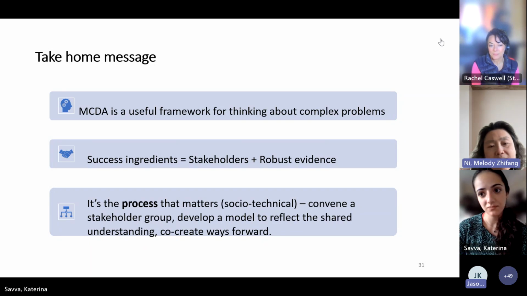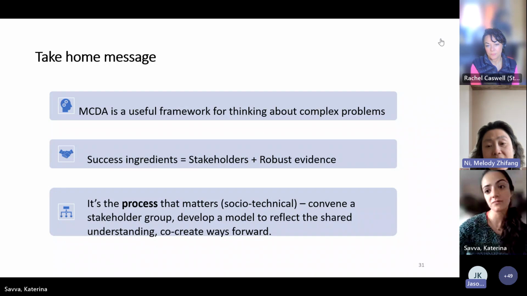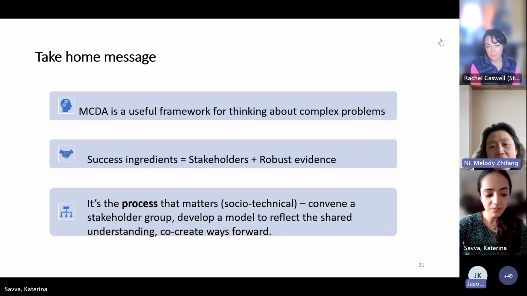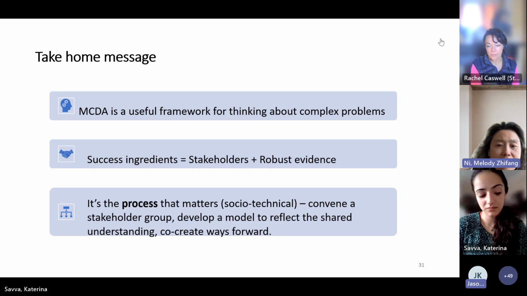So we believe that multi-criteria analysis, even just as a thought process, is a very useful framework for thinking about and generating solutions to complex problems in complex socio-technical systems, which is very characteristic of the NHS and biotech, medtech landscape. The success ingredient is really that we need to identify the key players, engage and involve the stakeholders, of course including patients as well, as well as robust evidence.